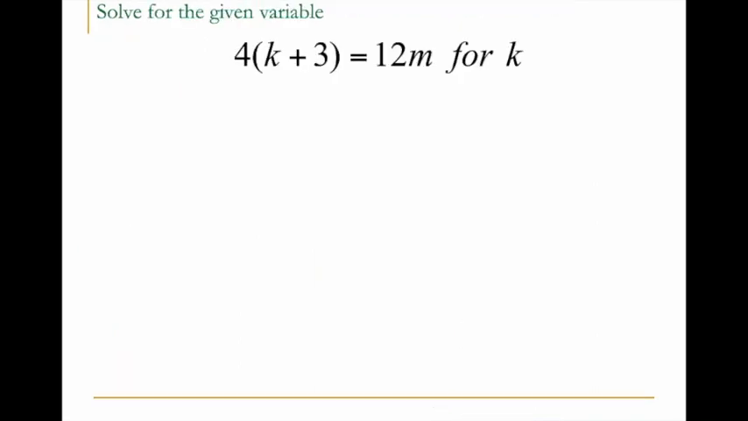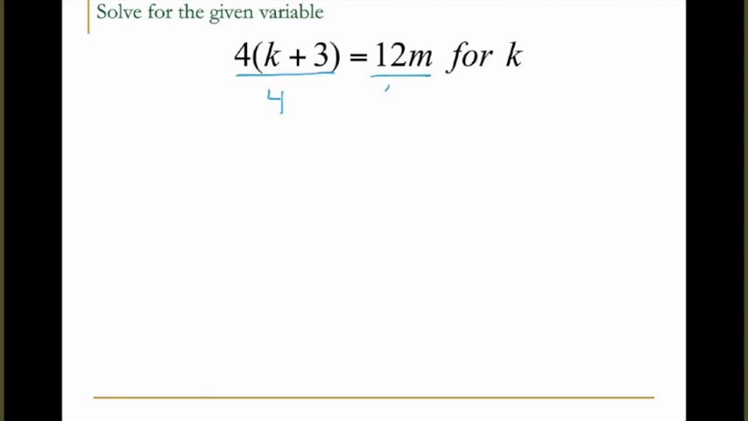For our last thing, it says here we have 4 times (k plus 3) equals 12m, and it says to solve for k. We can do one of two things with this. We can distribute the 4 into the parentheses, or we could just divide by 4 right out of the gate. It's actually easier to divide by 4 on both sides. Then this cancels out and you get k plus 3 equals 3m. Then we subtract 3 and we get k equals 3m minus 3.